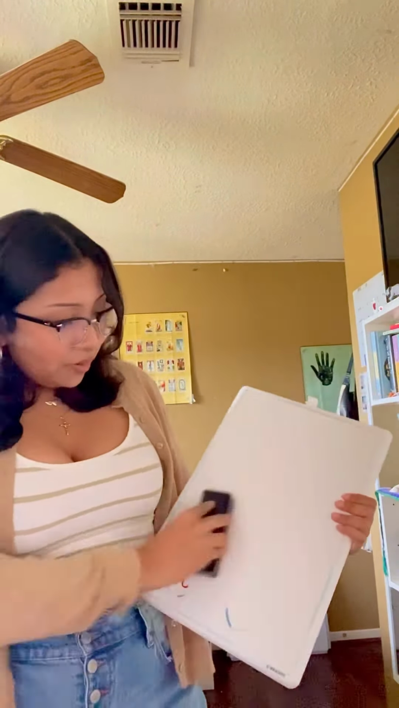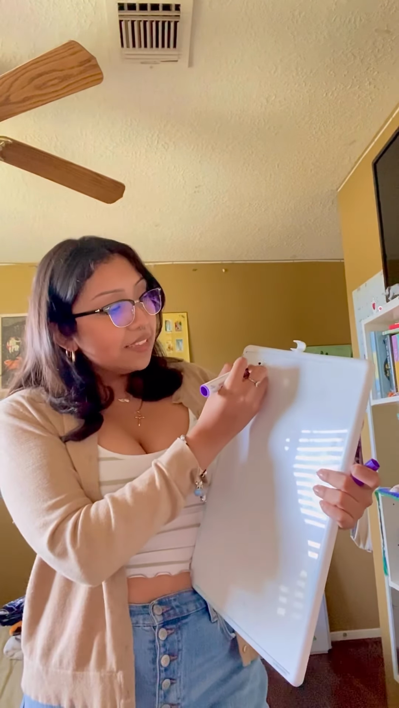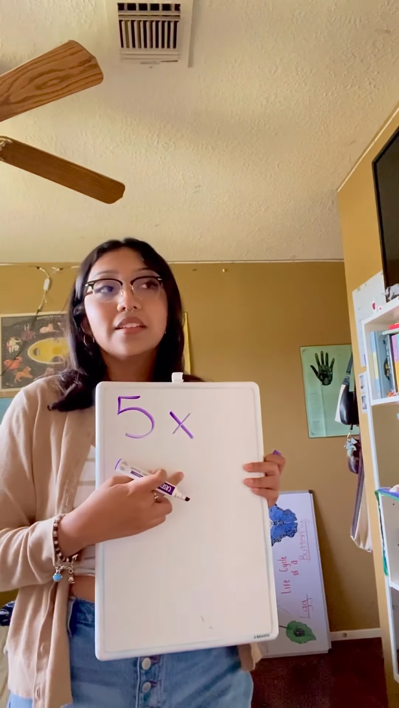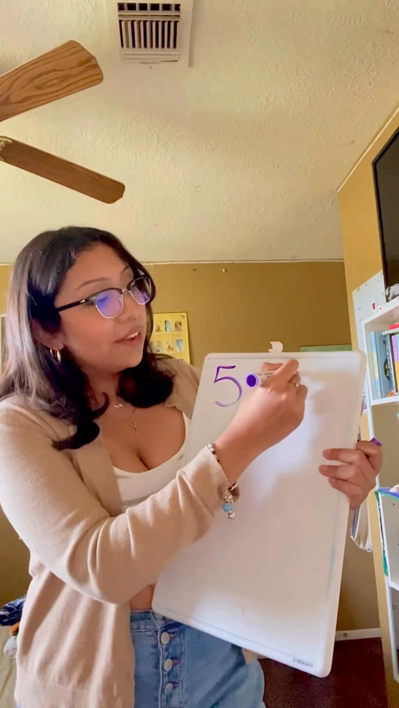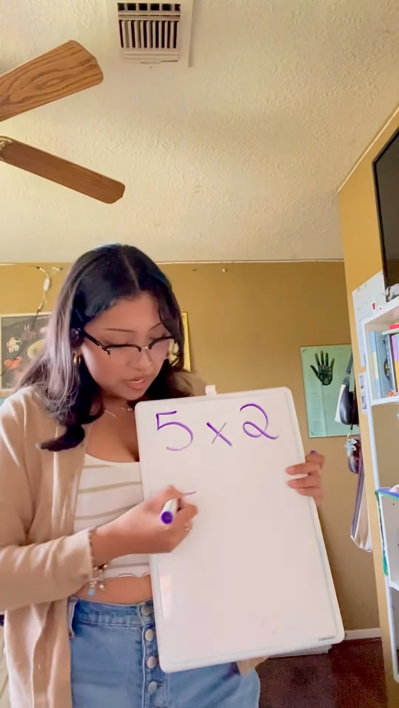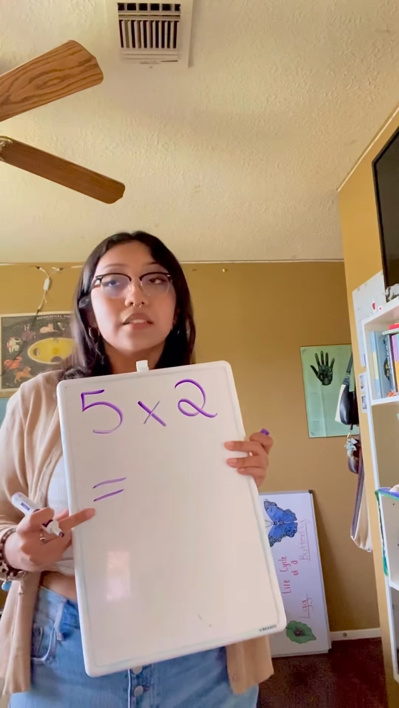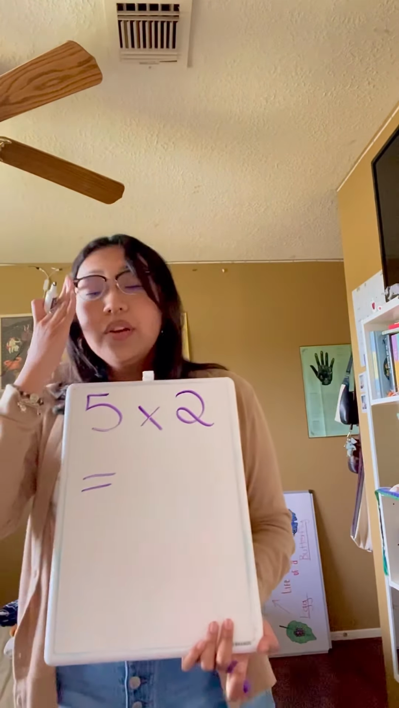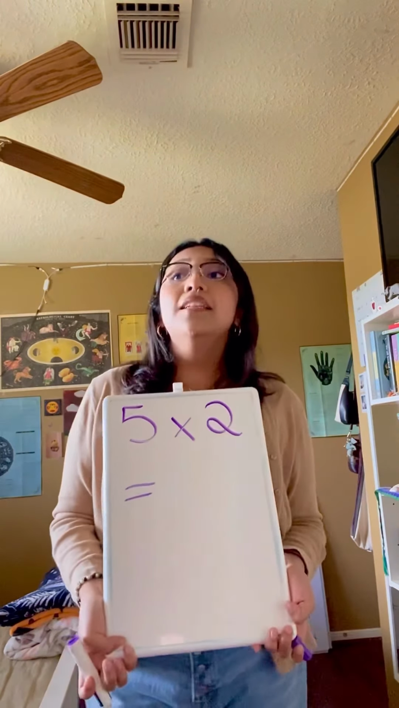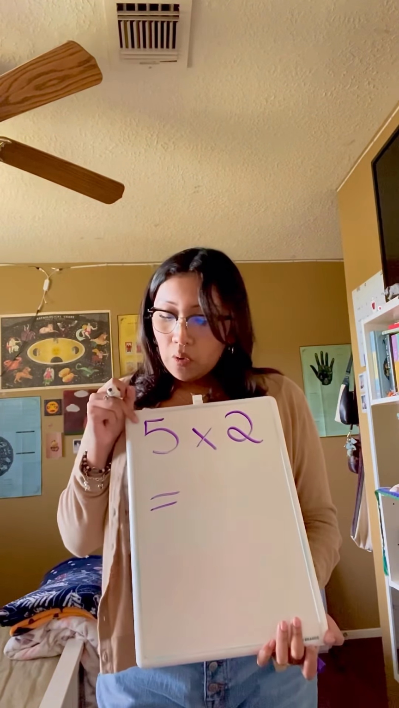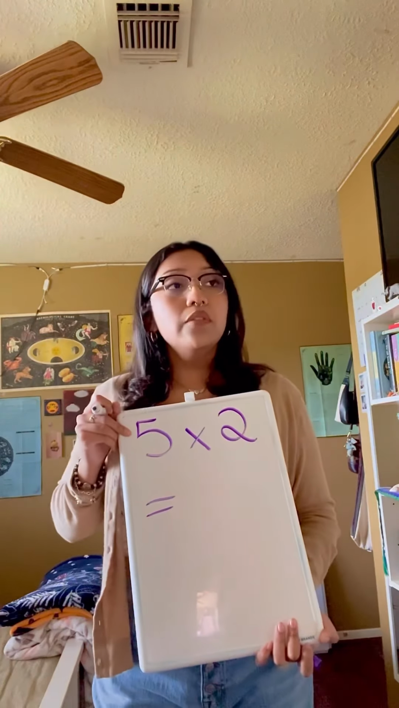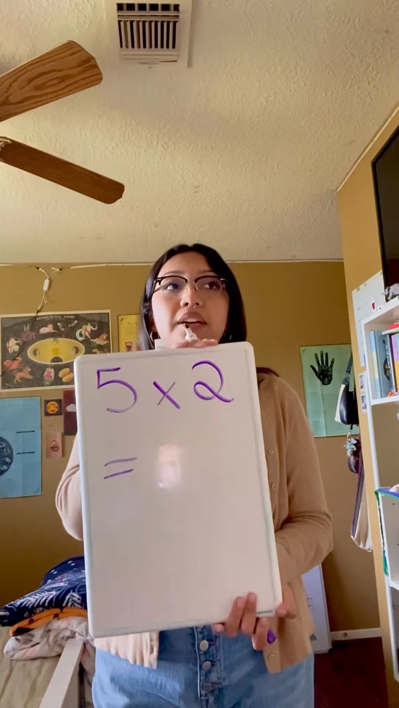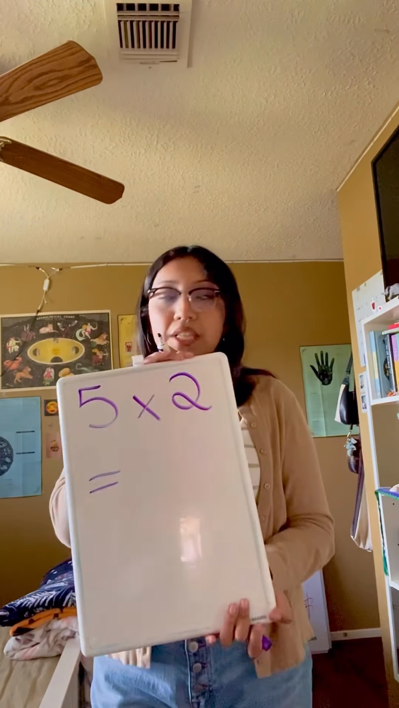All right, let's see, 5, what does this say? Times, all right, 5 times 2, what does this right here mean? Equal to. Let's see, right now we're going to make our big ovals again. So should we make 5 ovals or should we make 2 ovals? Which would be easier? Which would be the smartest but not the hardest way to do this math problem?